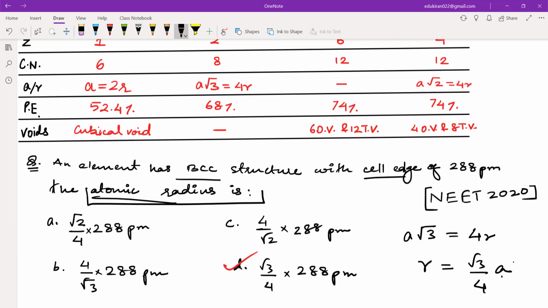Okay, so start with this. You need the relation between cell edge and atomic radius. You have the condition that it is BCC, then you write it, then you see what they are asking. They are asking the atomic radius or the cell edge. If they are asking the atomic radius, then you will write R is equal to this much. If they are asking the cell edge, then you will write A is equal to this much. Okay, let's go.